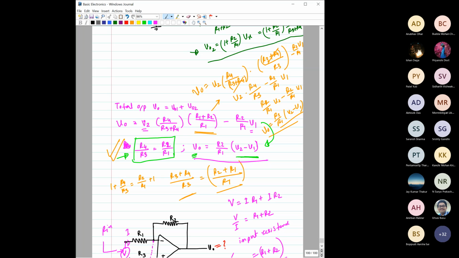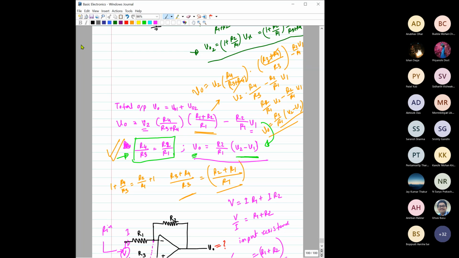Okay. So probably in the next class, that is in tomorrow's class, we'll try to see how this type of difficulties can be addressed in another type of amplifier, which is called the instrumentation amplifier.